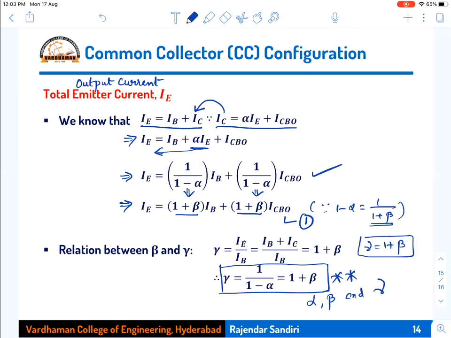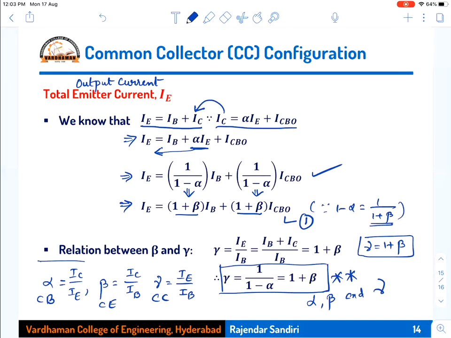Okay, so you know the relationship between alpha, beta, gamma, and the definitions of alpha, beta, gamma. Alpha is in common base configuration, beta is in common emitter configuration, gamma is in common collector configuration. Common base configuration, the output is IC, the input is IE, so IC by IE. Beta in common emitter configuration: the output is IC, input is IB. And in common collector configuration, output is IE, input is IB, collector is ground.